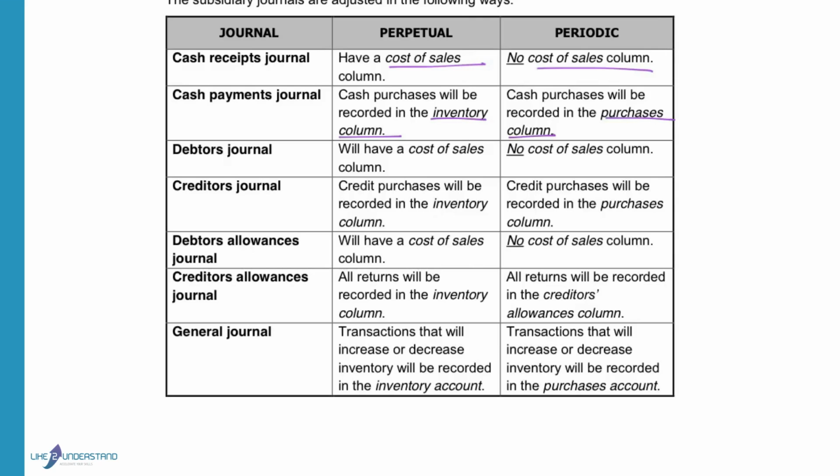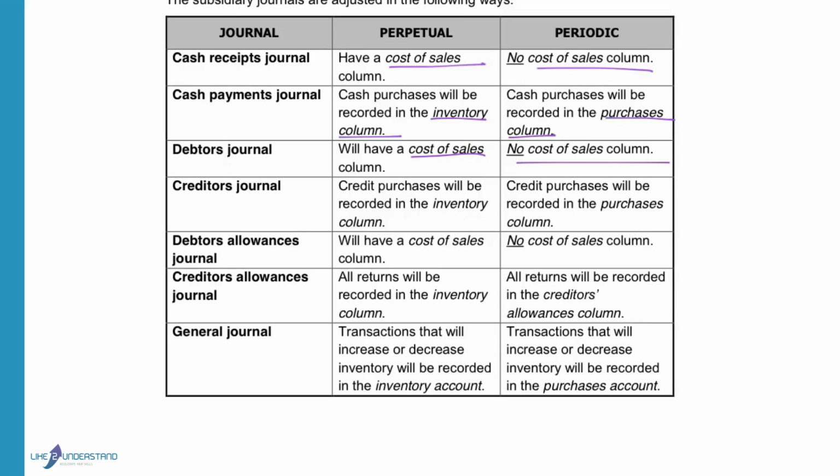Debtors journal, in the perpetual system, we will have a cost of sales column because every time goods are sold, you have to do two double entries, one at sales price and one at cost price. In the periodic system, there will be no cost of sales column.